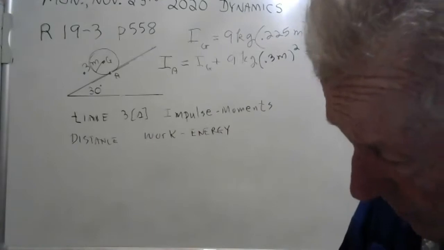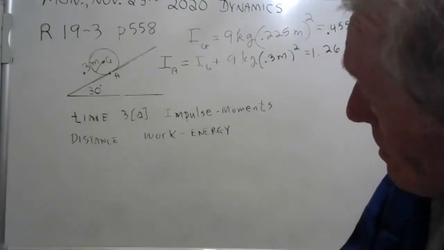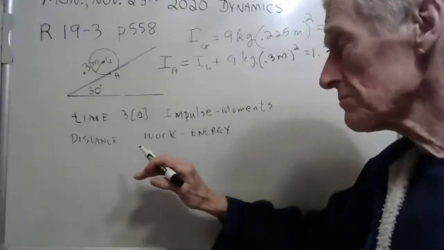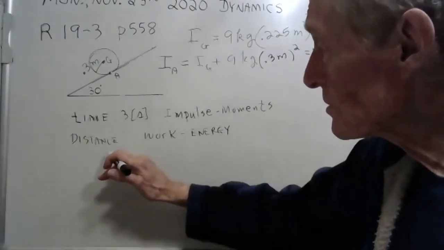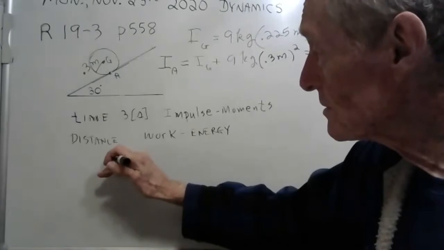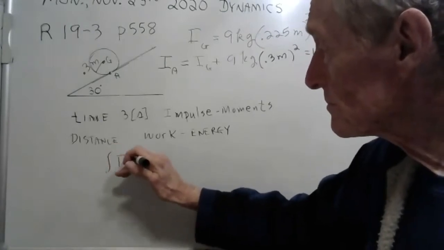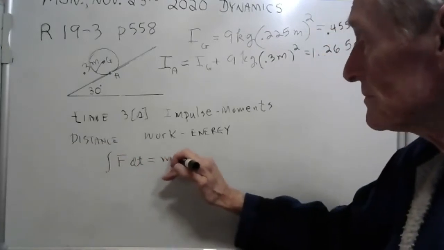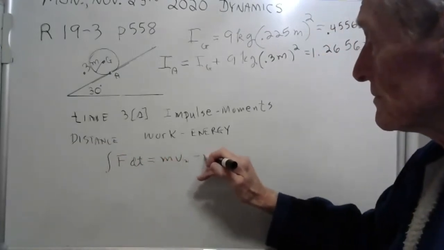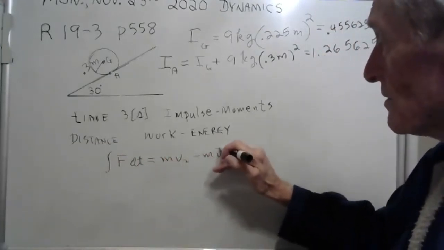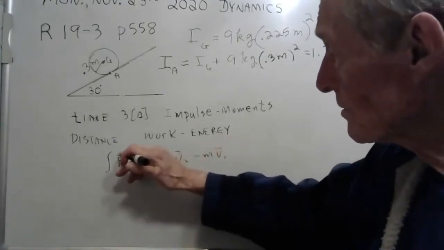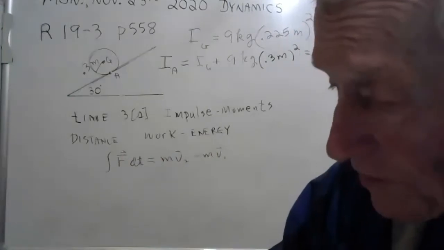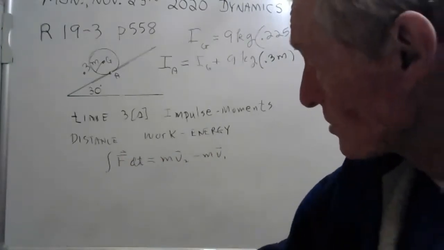So let's do it. Here goes. Well, there's actually 2 equations. One of them goes like this. Now what this is called is the linear impulse momentum equation.